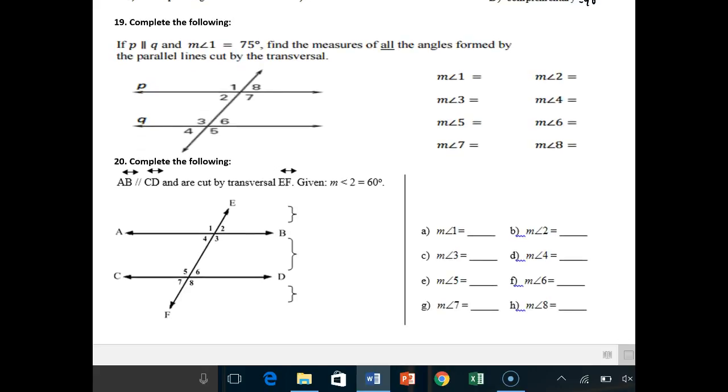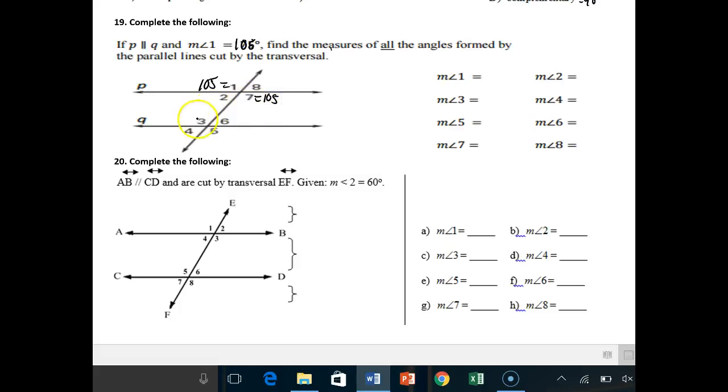Complete the diagram for 19 you'll do, 20 you'll have to do in partners. If angle 1 is, I put 75 degrees, I want you to put 105 degrees. So change this to 105, because this is an obtuse angle. It doesn't make sense for it to be 75 degrees. So if angle 1 is 105 degrees, label everything else as 105 degrees.